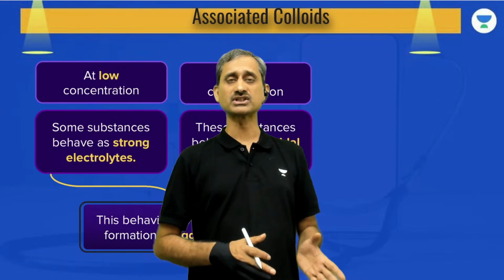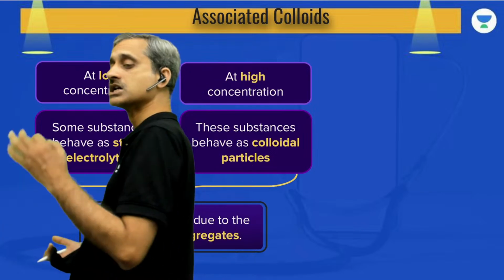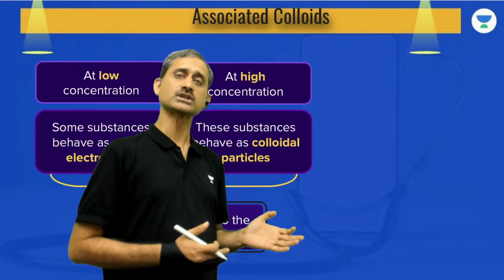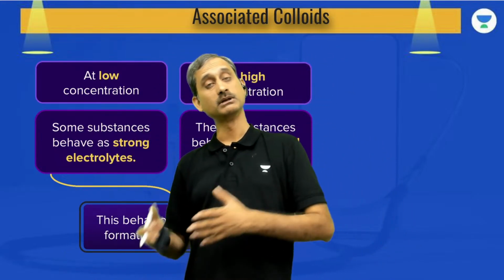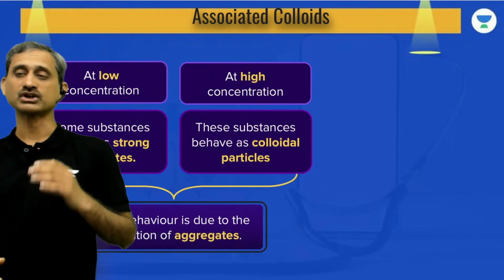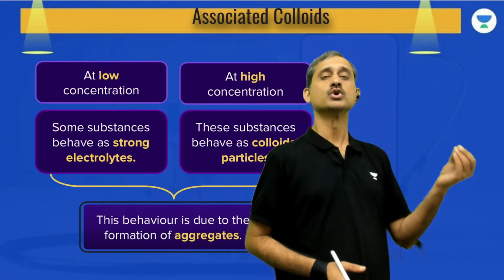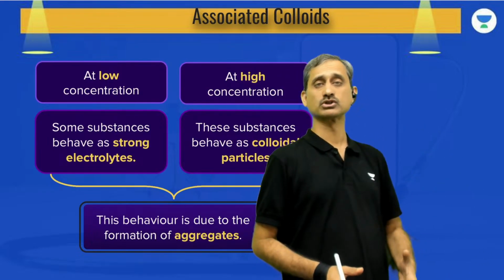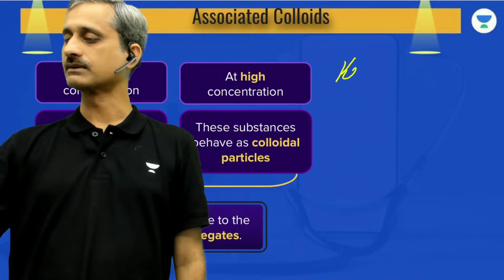But when the concentration becomes more than a specified limit, and that specified limit is called critical micellization concentration, they become colloids. Below that, they are simply solutions. And there is a specific temperature as well. Below a certain temperature, it will never reach the critical micellization concentration, and below that specific temperature, it is only going to form a solution. It's not going to form a colloid. That specific temperature is called the Kraft's temperature.